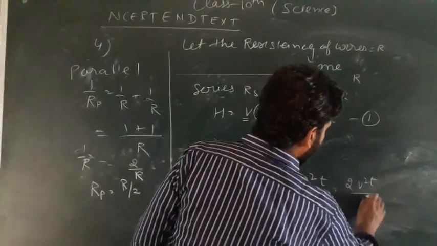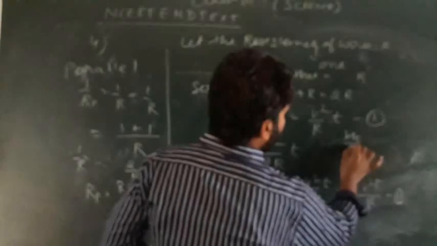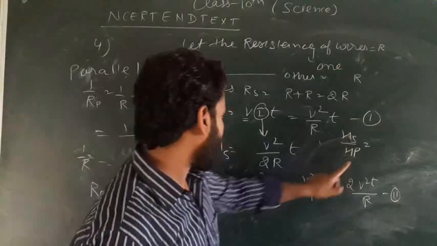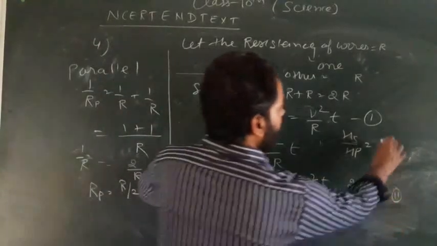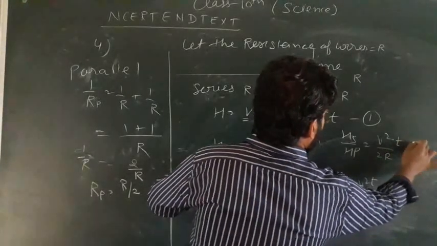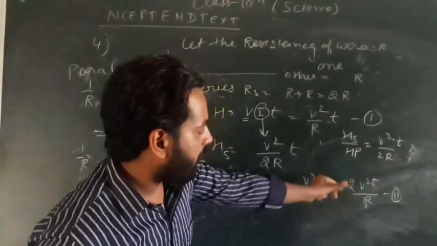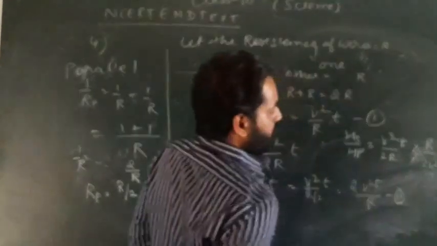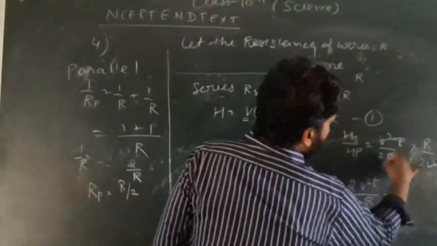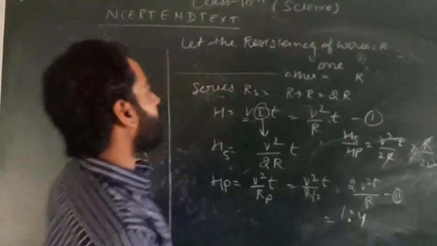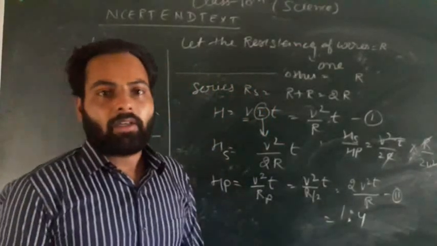Now we have to find the ratio of heat produced in series to heat produced in parallel. The heat produced in series is V square by 2RT. Now we divide, so we take the reciprocal of the parallel term, which becomes R by 2V square T. V square T cancels with V square T, then R cancels with R, and the ratio comes out to be 1:4. So this is your NCERT in-text question.